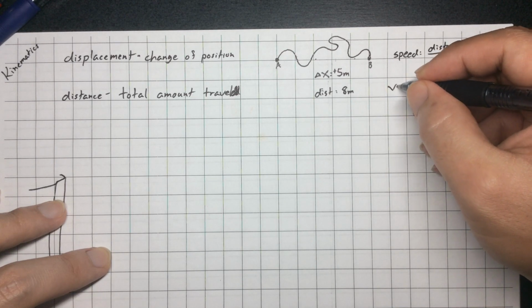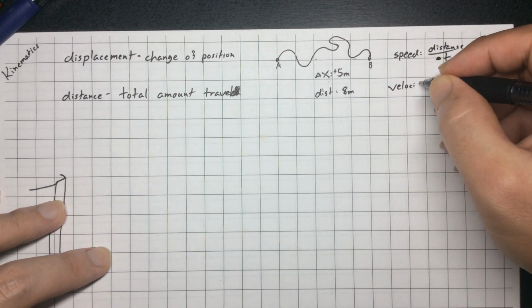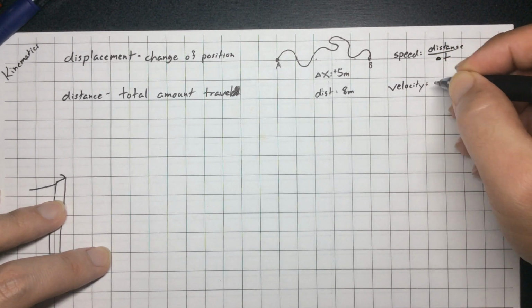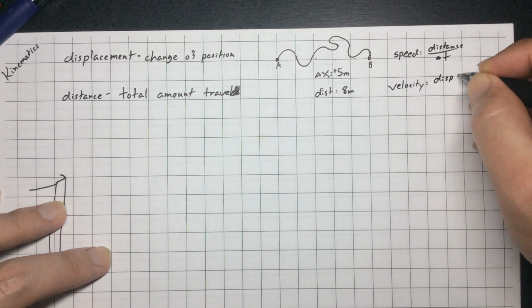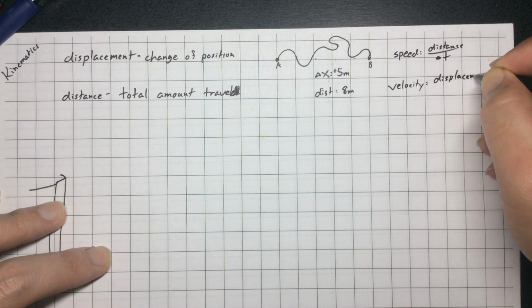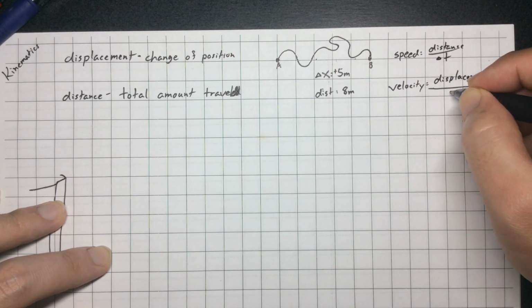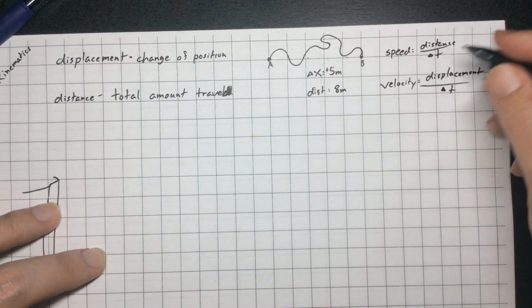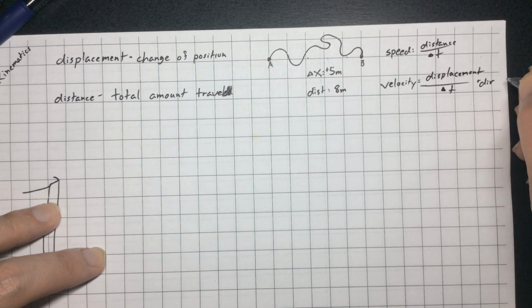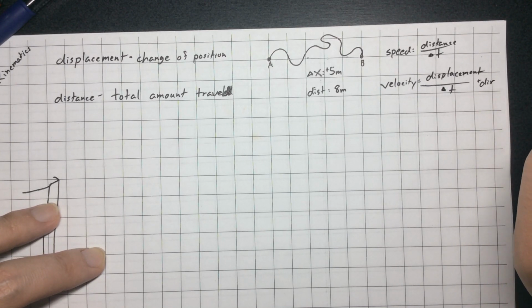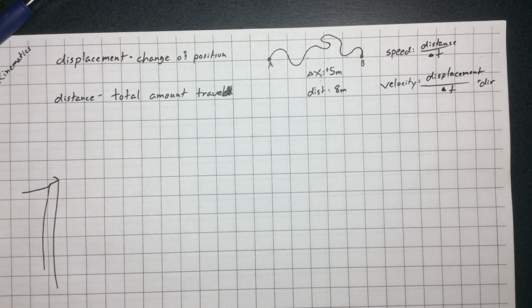Now, velocity sounds a lot like speed. Sometimes it's used interchangeably, but really there is a difference. Velocity would consider the displacement over the change in time taken. And we're also going to put in a direction here, so adding in a direction. I'm kind of running out of room, so I'm going to leave that off. So speed is a distance over time, velocity is a displacement over time.